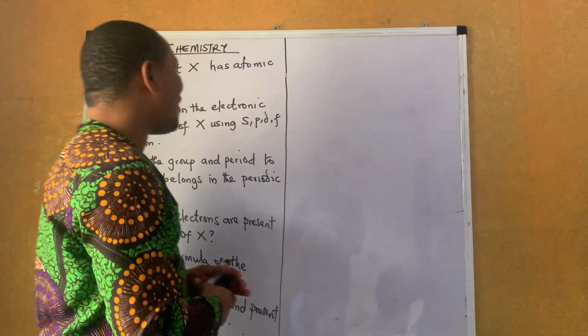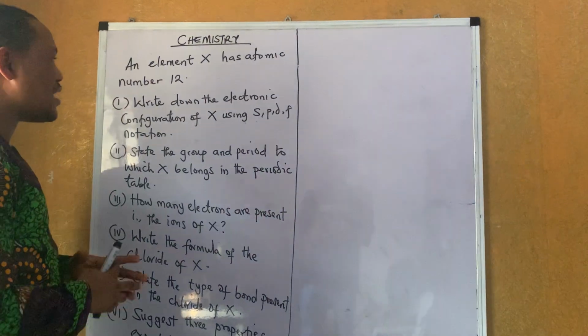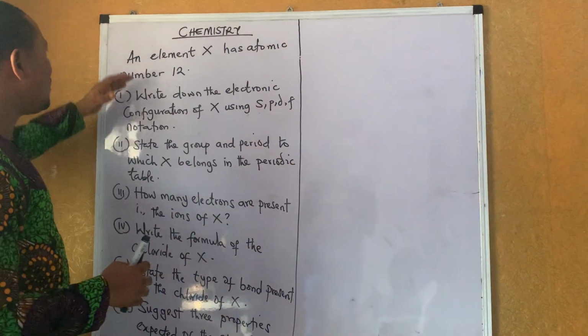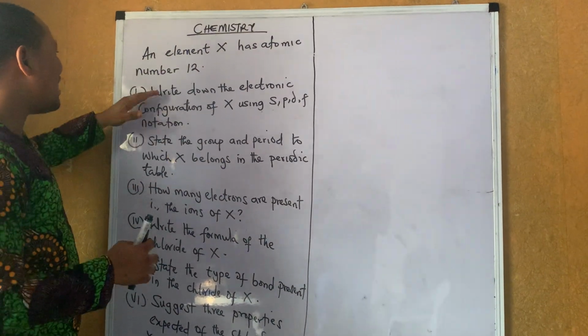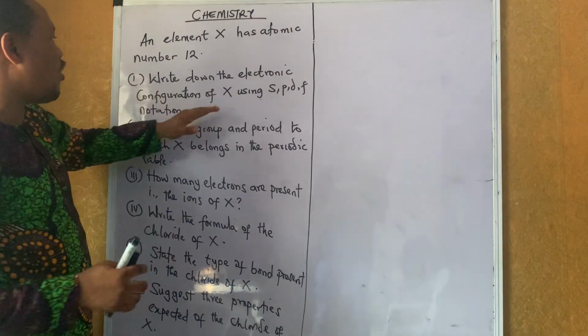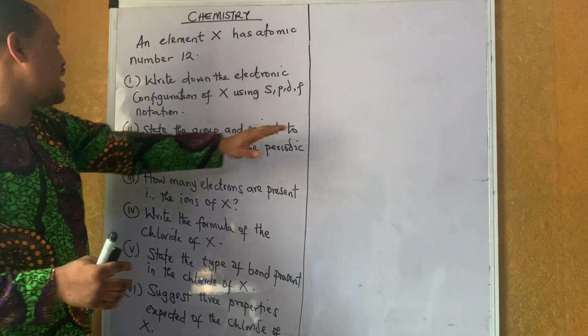So let's see what we have today. Look at this question. This is another question for today. An element X has atomic number 12. Write down the electronic configuration of X using SPDF notation.